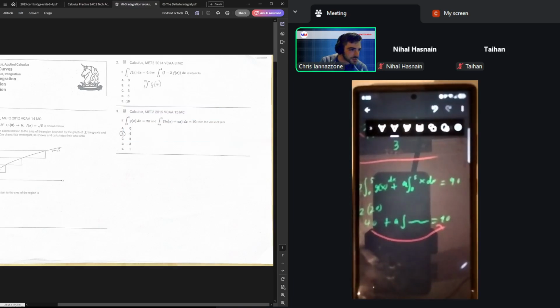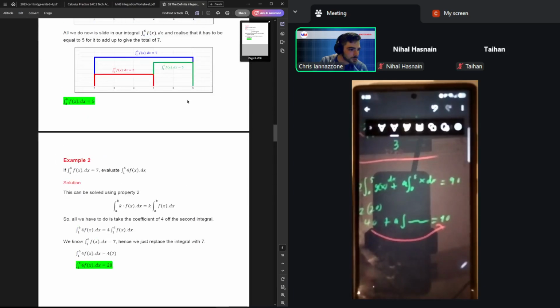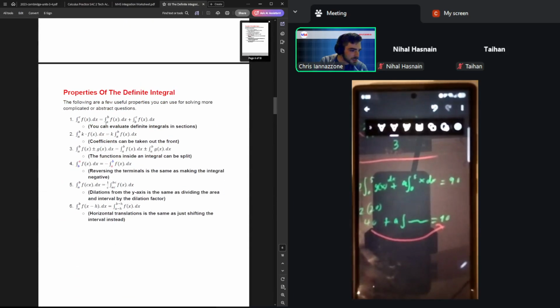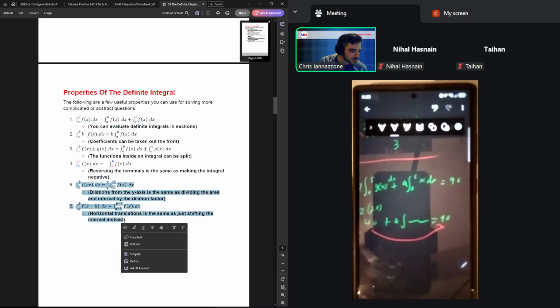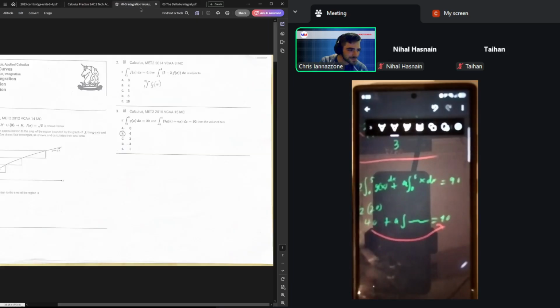That's how you solve all of these. Some combination of the definite integral properties. Mainly you're going to be spamming dot points 2 and 3, taking out coefficients and separating the functions. The more complicated ones are going to use dot point 1, and the really nasty ones are going to be using dot points 5 and 6. There's only been one so far that I've seen.